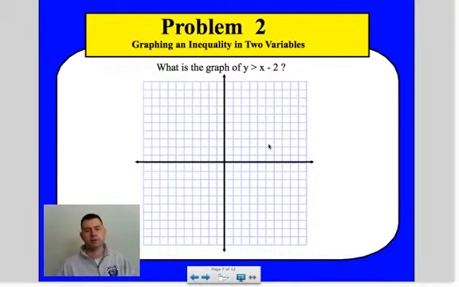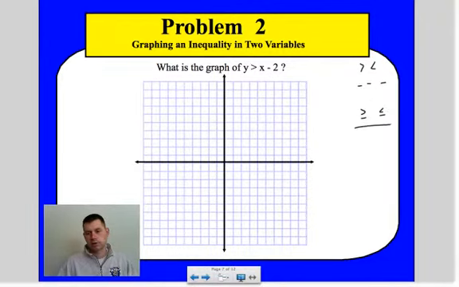Okay, so problem 2, graphing an inequality in two variables. To start off, we're going to set this up exactly the same way that we would for equations. The only difference is that we need to talk about what type of line. If it is one of these, we're going to use a dashed line. If it's one of these, we're going to use a solid line. So a solid line underneath means a solid line on our graph. No solid line means no solid line.